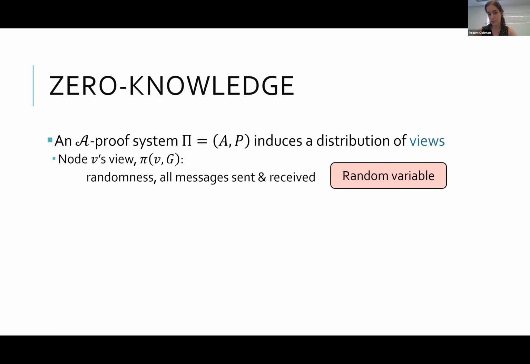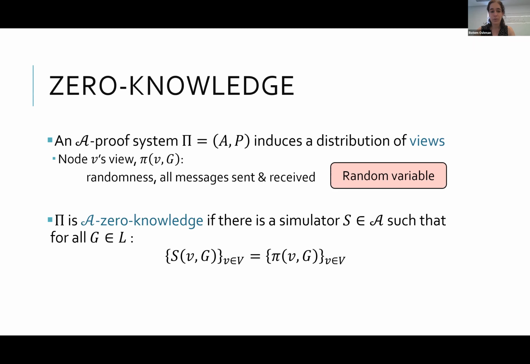and everything it's ever sent or received. And we are going to require that there is a simulator which outputs this fake distribution of views. This is the joint distribution of all the views of all the nodes in the network. And it should be equal to the true distribution of views that would be generated when you interact with the prover. So this is the definition of zero knowledge when you think about giving the verifier the ability to compute things using its own powers.